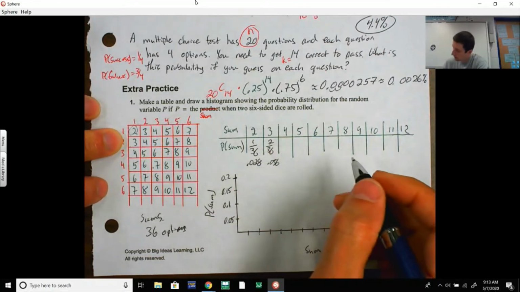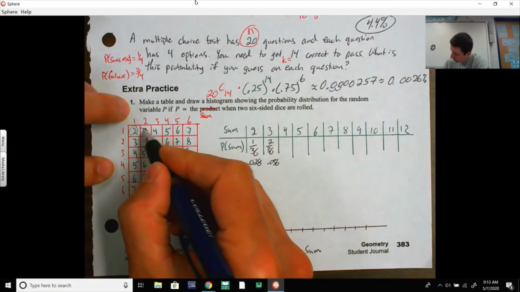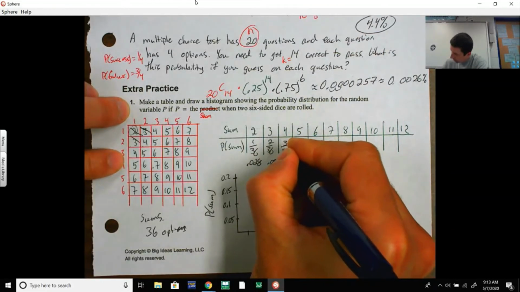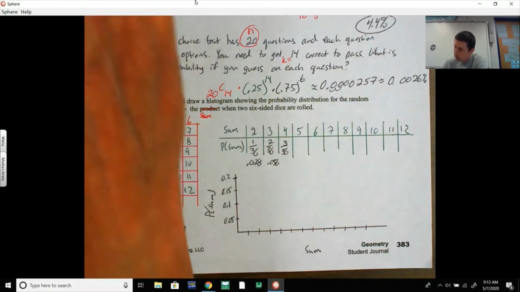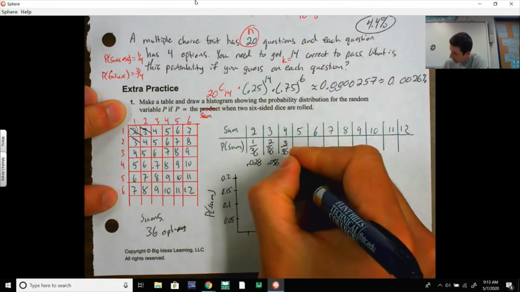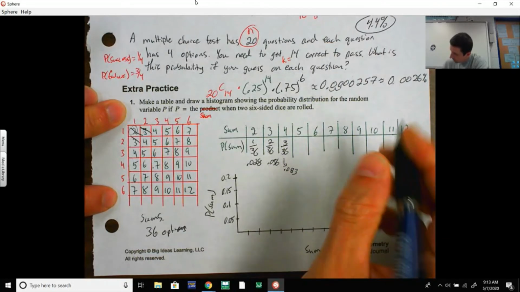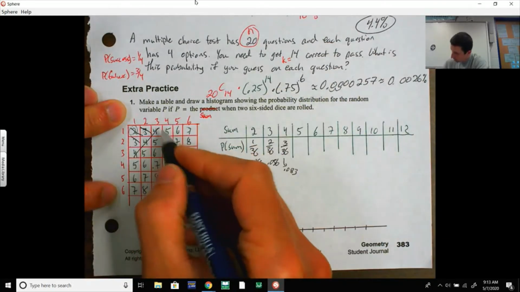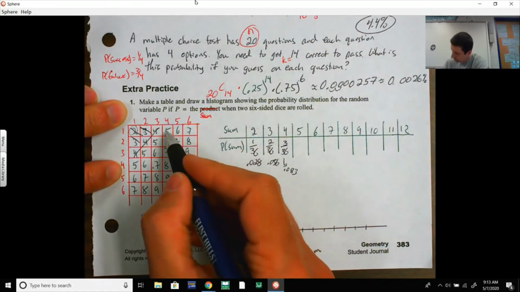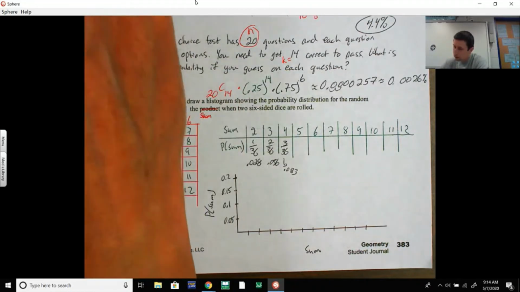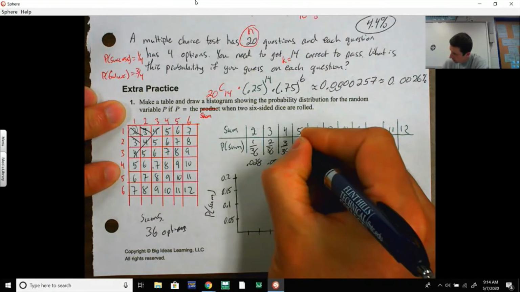Leave enough room in here. 4s. Okay, I'm going to cross these off as I use them. 4s, there are 3 out of 36. That's 0.083. 5s, okay, there's the 4s. You notice how these are all on the diagonal. 5s are 1, 2, 3, 4. 4 out of 36. That should be 1/9, so 0.1 repeating.